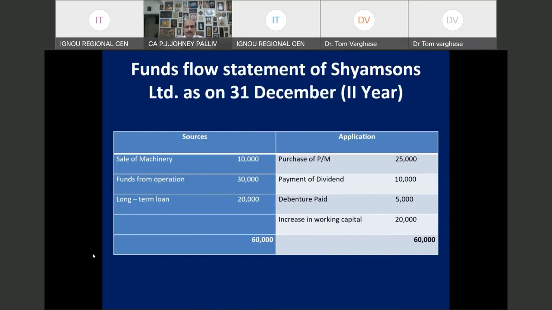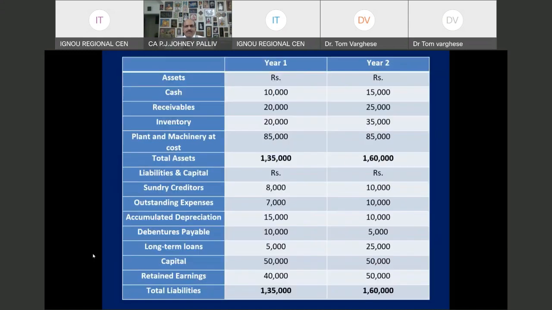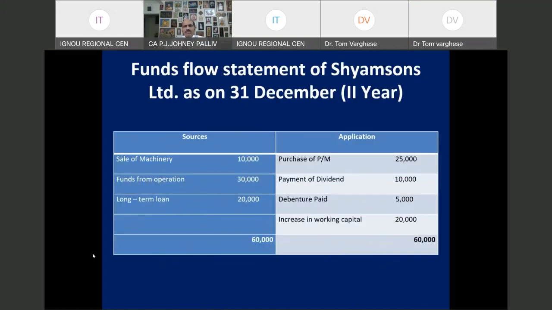Funds from business operation means cash generated from business operation. That is what is called funds from business operation. So source of funds is equal to 60,000. And similarly, you can see machinery 85,000, closing balance 85,000. That means a machinery costing rupees 25,000 sold. That means 85 minus 25, 60. Again, there is a 85,000 closing balance, which means there is a purchase of machinery 25,000.